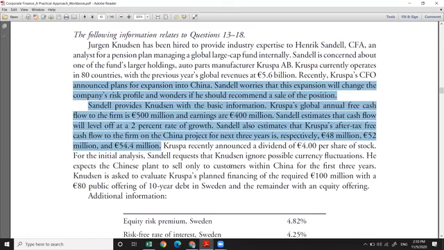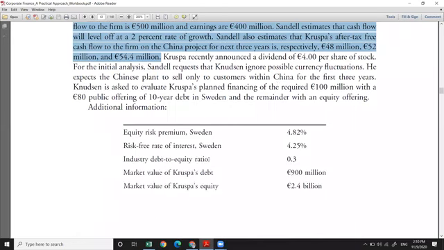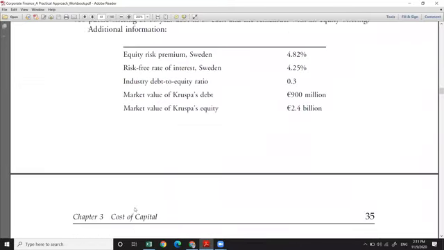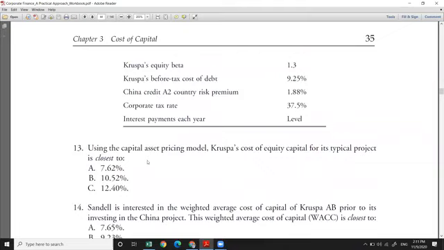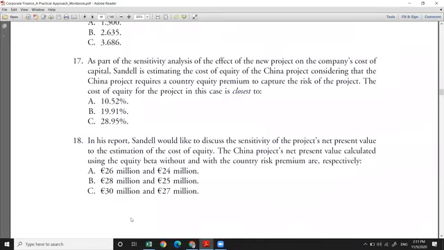So what do you need to do? You use the WACC rate to estimate the NPV, and whatever you get here, question 18, it will be C, as you calculate the NPVs. Okay, I'm done for today.